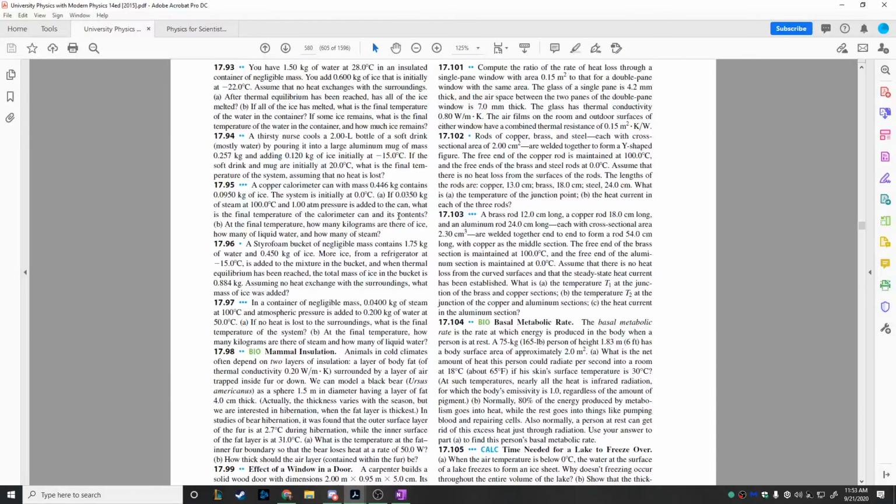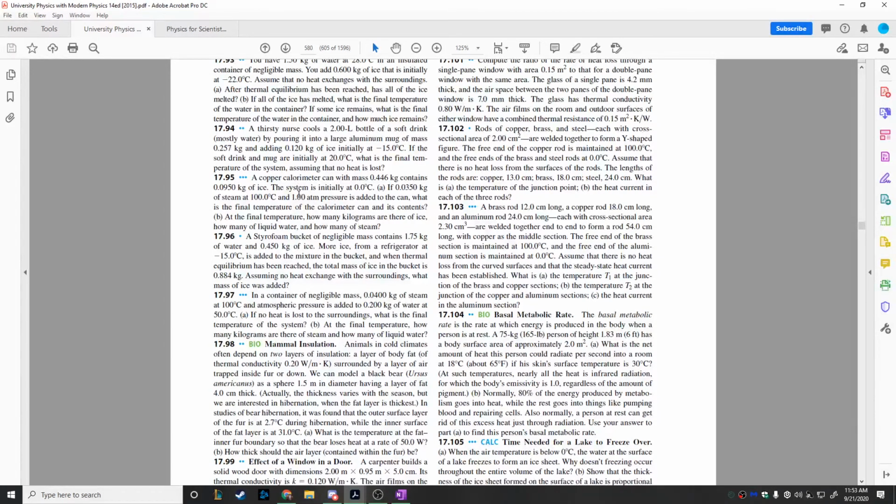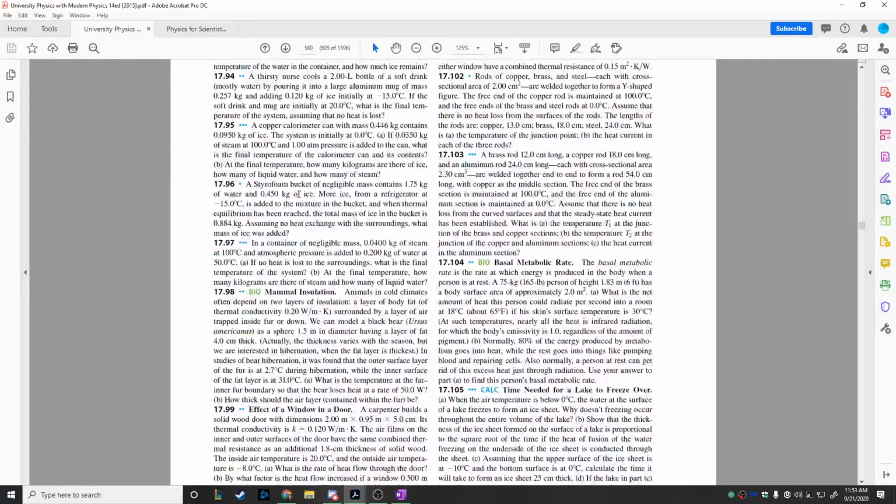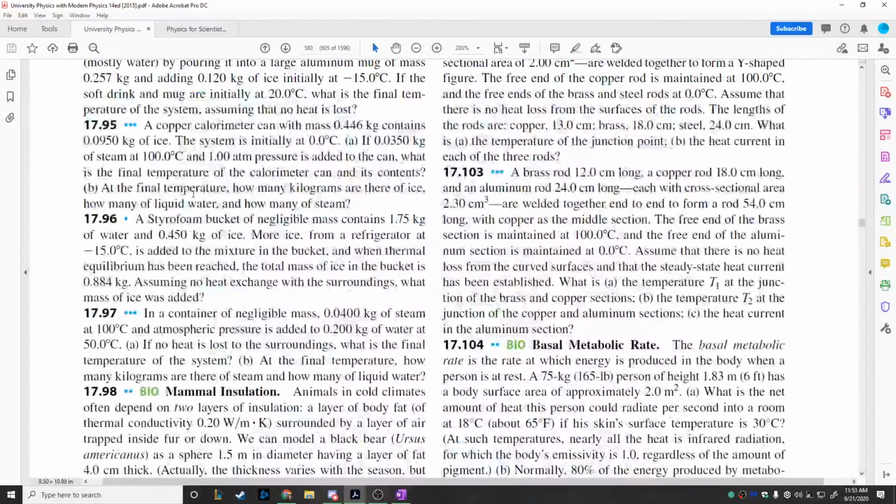This might be a really good one, actually. Okay, we're either going to do this one, or we're going to do this one. I think we do this one. Yeah, let's try to do number 17.95.